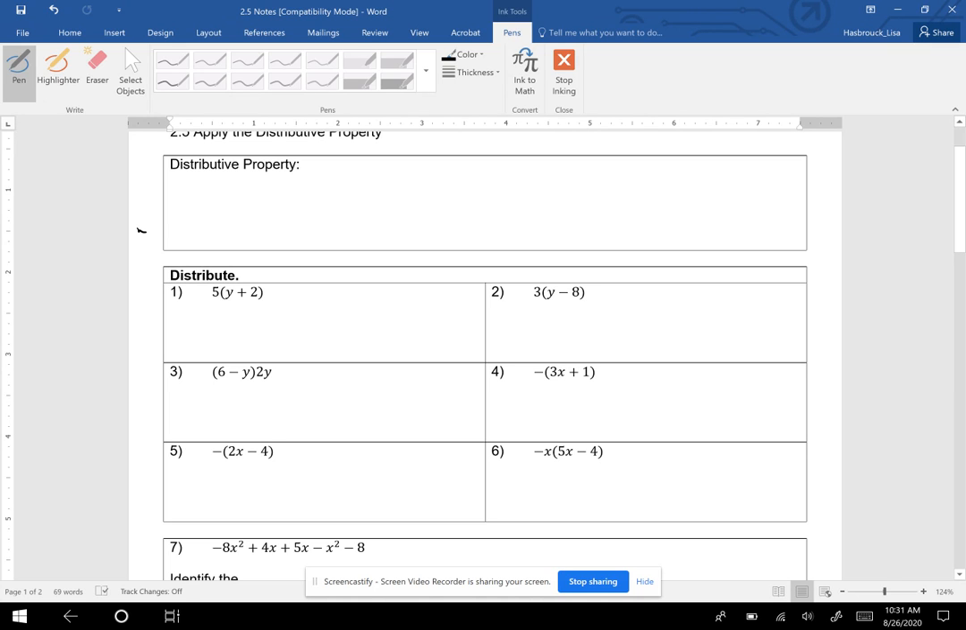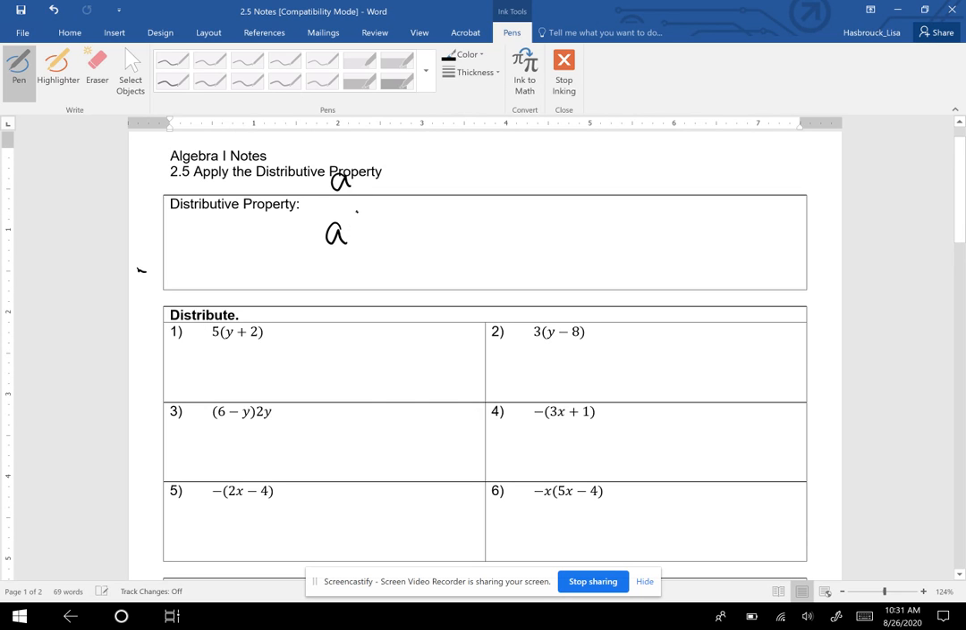So for the distributive property, what this means is we have a value on the outside of parentheses, and we're multiplying it by values inside parentheses. When you distribute, you want to make sure you are taking the number on the outside and multiplying it by both values on the inside. So in this example here, it would give us a times b plus a times c.